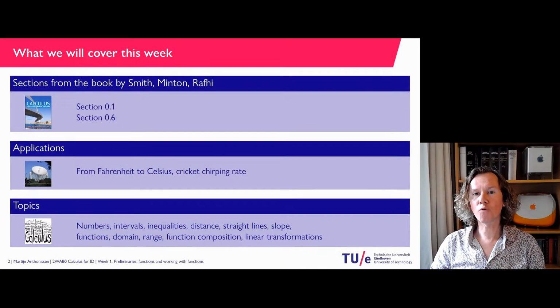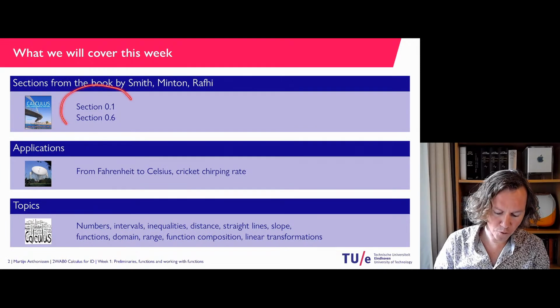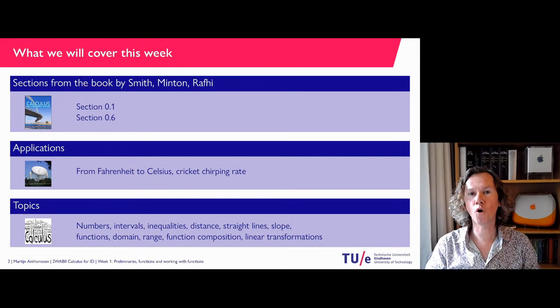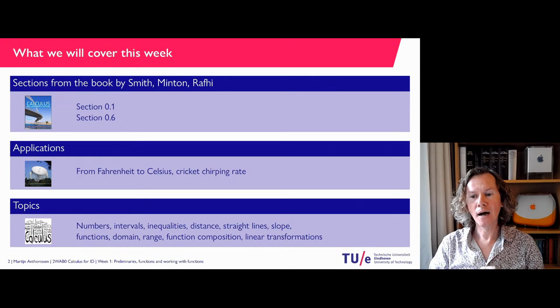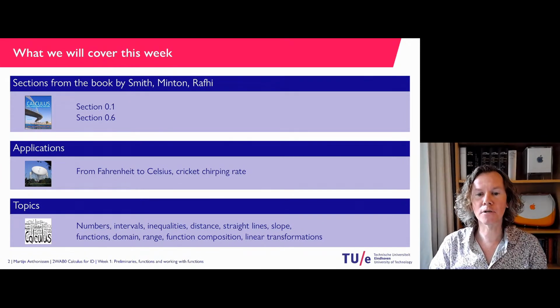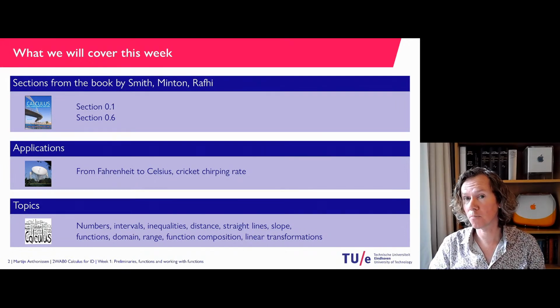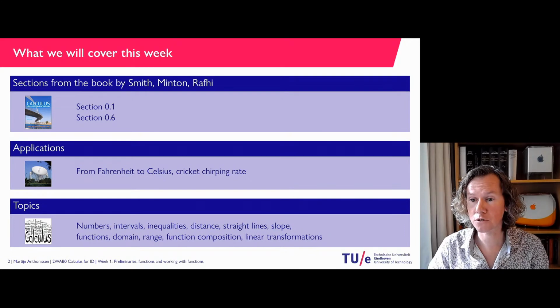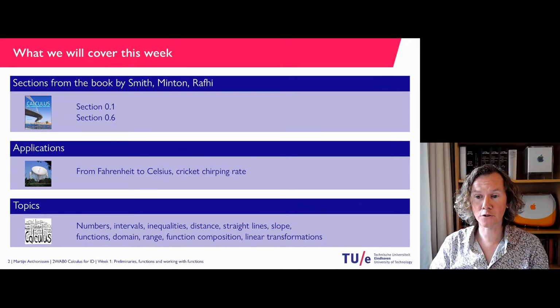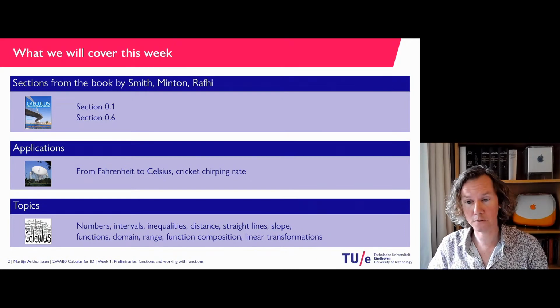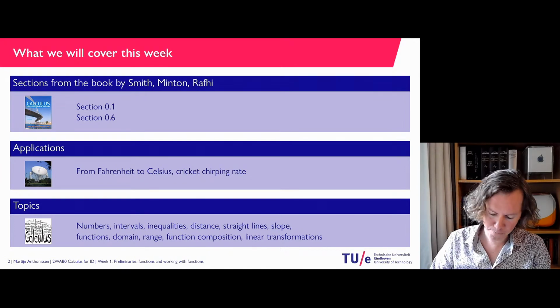So what will we cover? We've already seen that before on Canvas, sections 0.1, 0.6 from the book. I will add an application by calculating from Fahrenheit to Celsius, so the temperature scales. As you know, in America, they use Fahrenheit, we use Celsius. And that's related to the cricket chirping rate, so that explains a little bit the title slide.